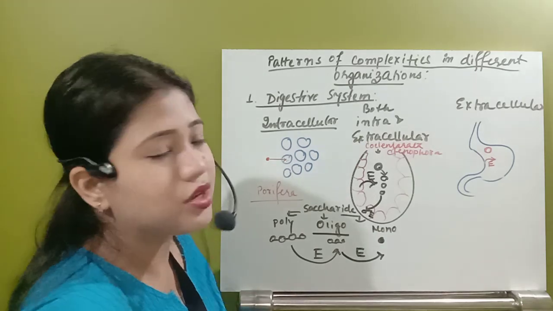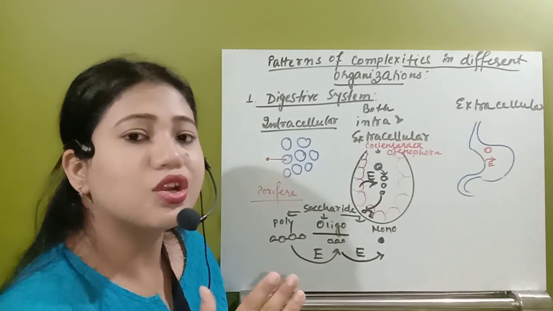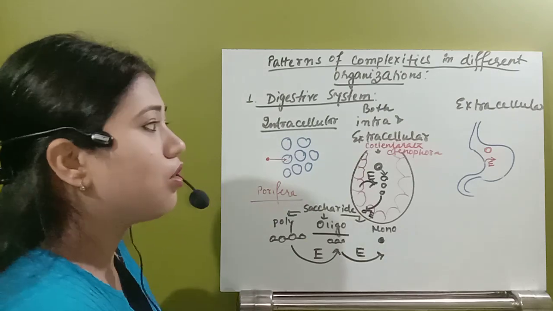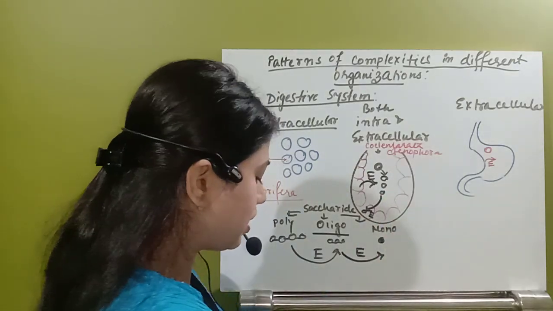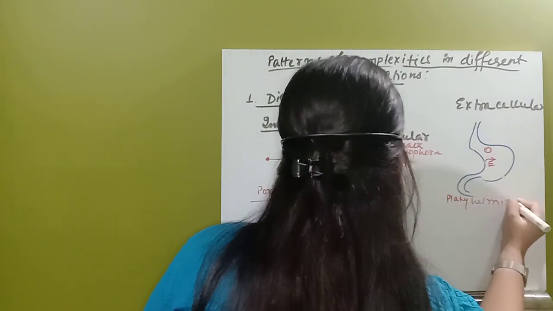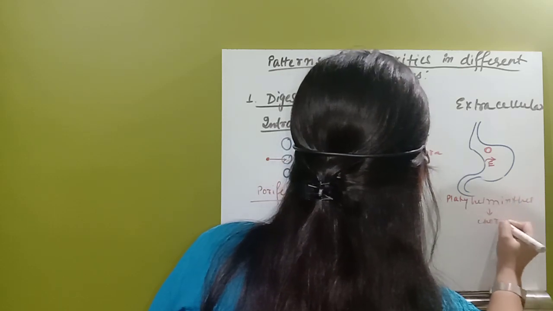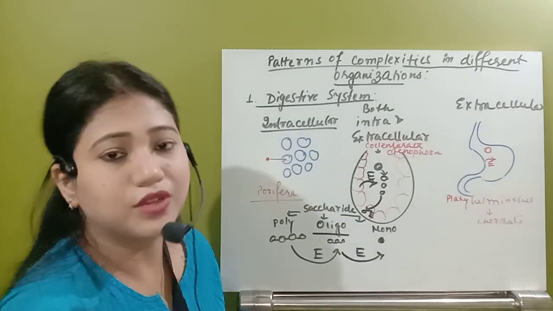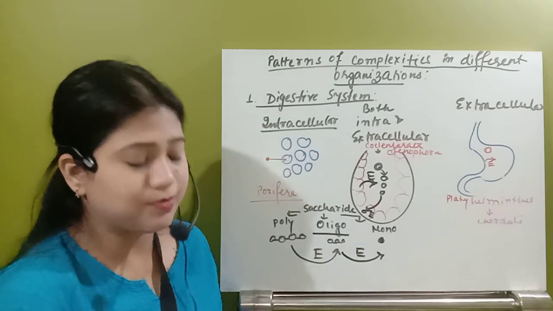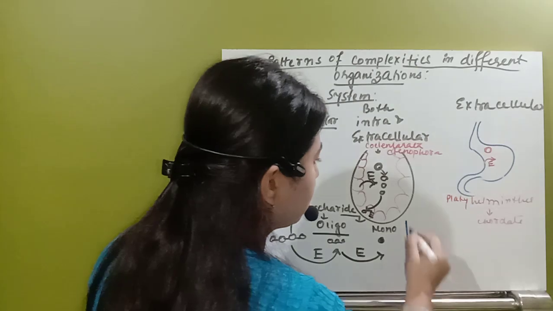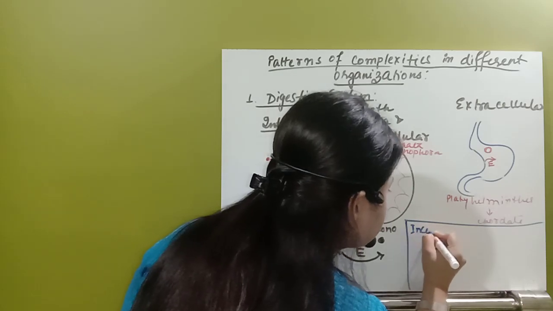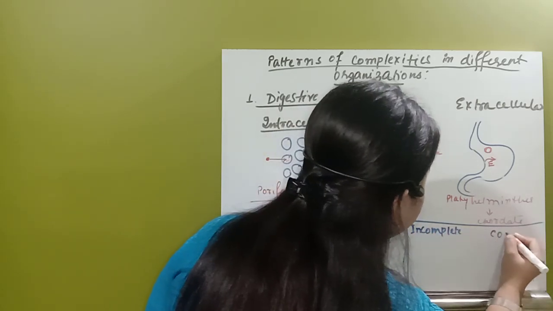So what is happening in case of extracellular digestion? Complete digestion occurs outside the cell itself. So that type of digestion is extracellular. All of the other organisms, that means after ctenophores, from the platyhelminths up to the last, that means up to the chordates, are going to have the extracellular type of digestion. Next, in the digestive system itself, we can have two more types of digestion. One is incomplete digestion, and another is complete digestion.